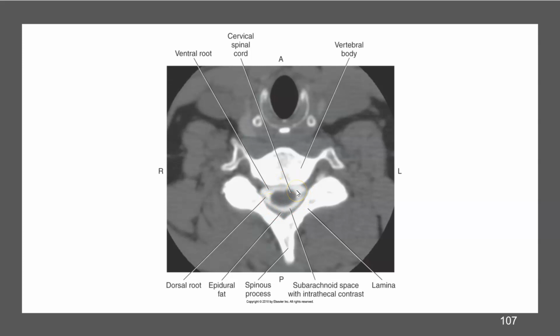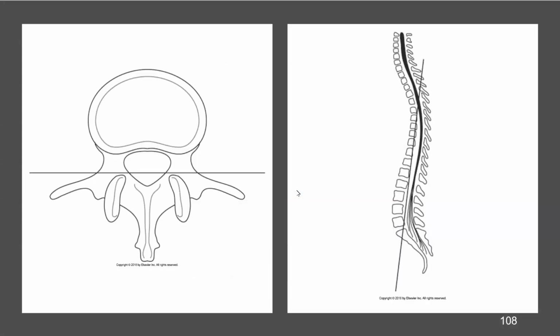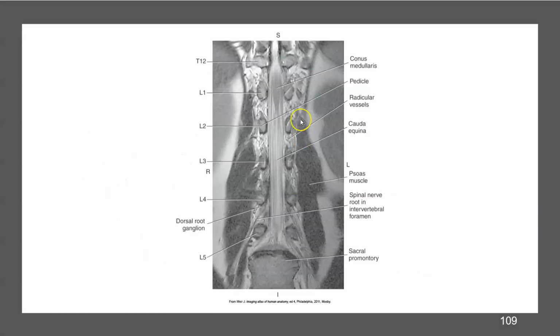So this is a myelogram. This is your conus medullaris. You can see where it comes to a cone. You've got your pedicle, your cauda equina. You can see all the nerves just kind of free floating in there, okay? Here's your sacrum right there.